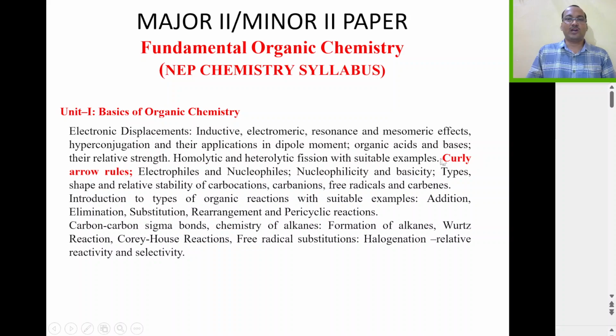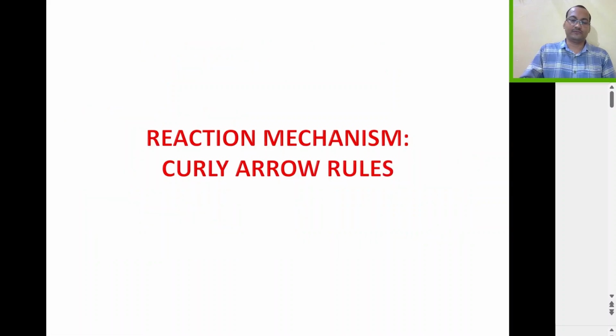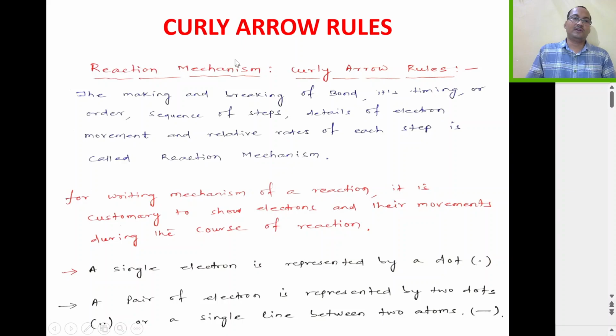Today we are going to talk about the Curly arrow rules that are mostly used in reaction mechanisms. Let's first talk about what a reaction mechanism is. The making and breaking of bonds, their timing or order, the sequence of steps, details of electron movement, and relative rates of each step is called reaction mechanism. Basically, in a reaction mechanism, we can see how bonds are made and broken in different sequences of time or steps.